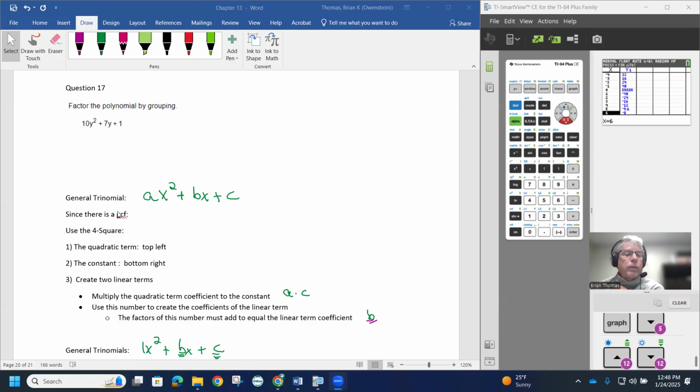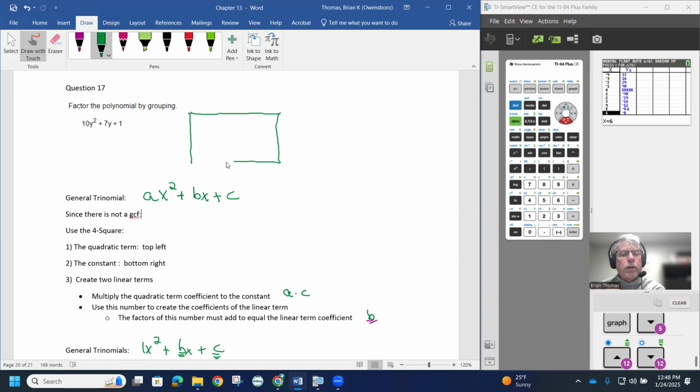So again, since there is not a GCF, I miswrote that there, I'm going to try that again. So since there is not a GCF, what we did is we use what's called Foursquare. So using Foursquare is my grouping strategy. Make sure you give yourself enough room on the top and on the bottom and enough room to write inside of it. I've done this enough that I kind of get pretty good at just drawing the box.